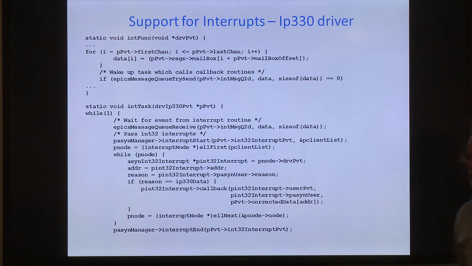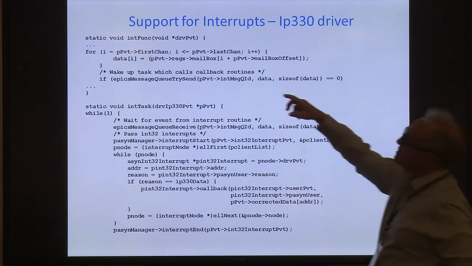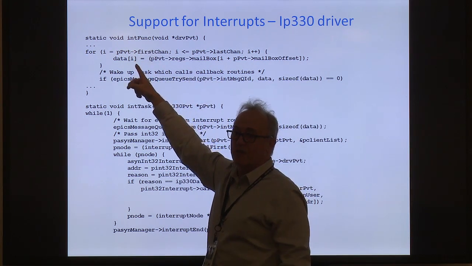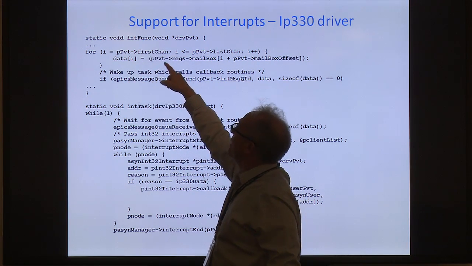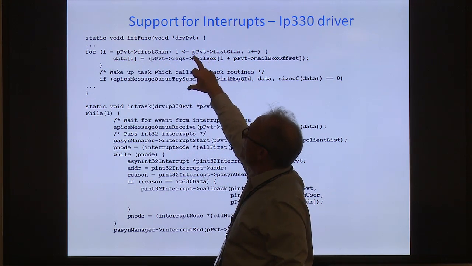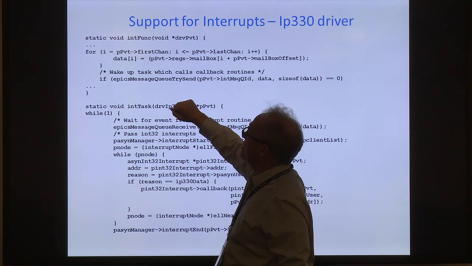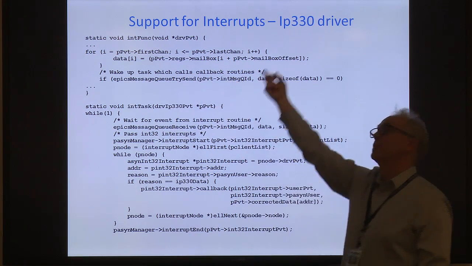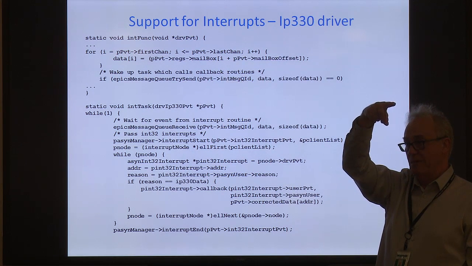Look at, for instance, this is an IP330. This is an ADC, right? It's a VME ADC, and so this is the interrupt function that's actually called by VxWorks or RTEMS that is running at interrupt level. So we don't want this code to be doing the callbacks to asyn device support, because that would be at interrupt level, and that's not a good thing.